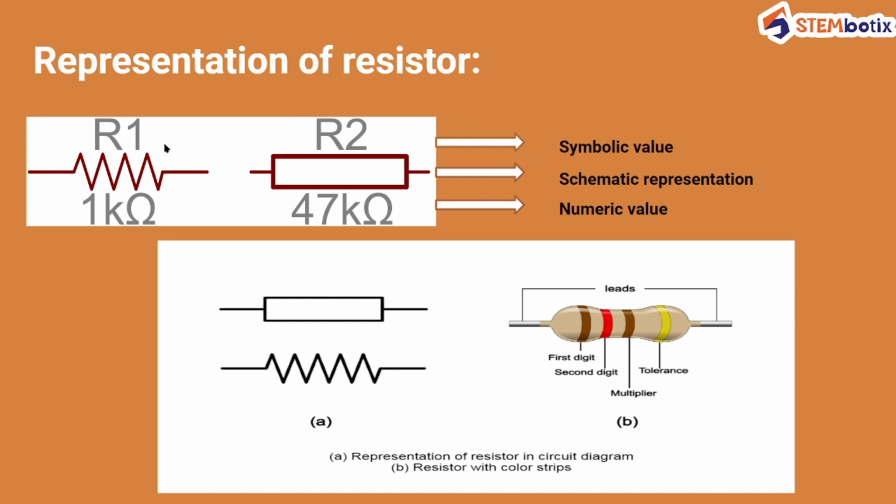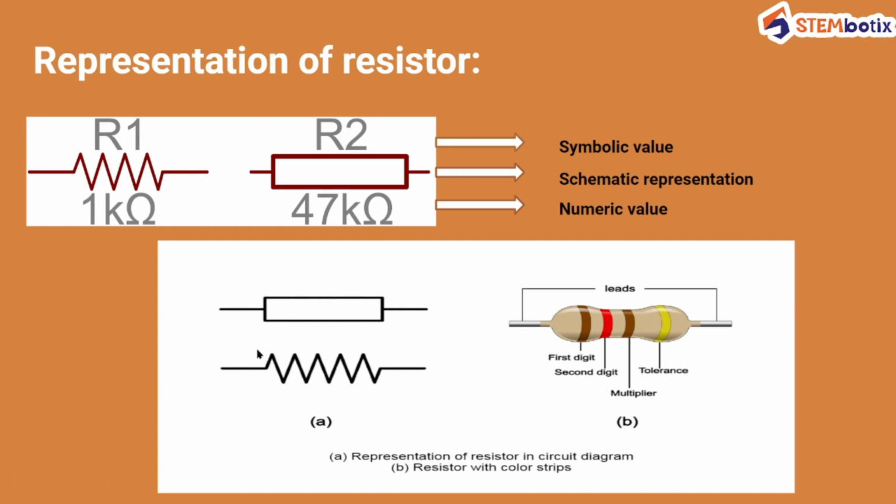If you have in a circuit this kind of representation, then you will see that this R1 means its symbolic value. This is the schematic representation, and this is the magnitude or numeric value of this particular resistance. Similarly for this, this is a symbolic value, this is the schematic representation, and this is the numeric value of this particular resistance.